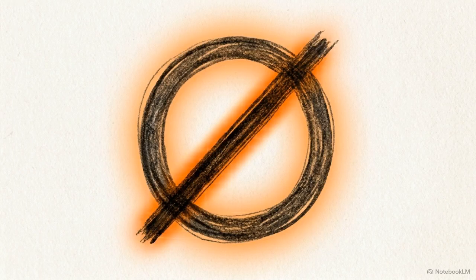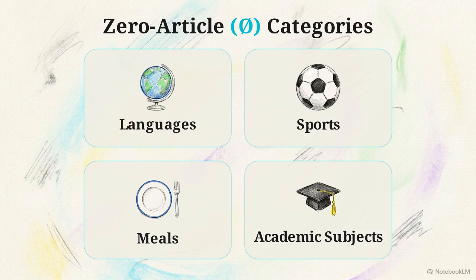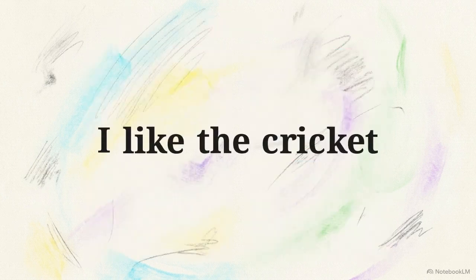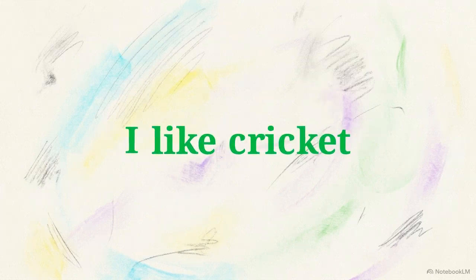Step 3 is the 0 article sweep. In English, many nouns are used most naturally with no article at all. This 0 article rule is the standard for 4 major categories: languages, sports, meals, and academic subjects. Here is a common correction. Because cricket is a sport, the article is unnecessary. I like the cricket becomes I like cricket.